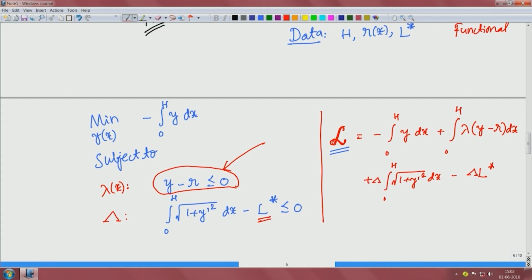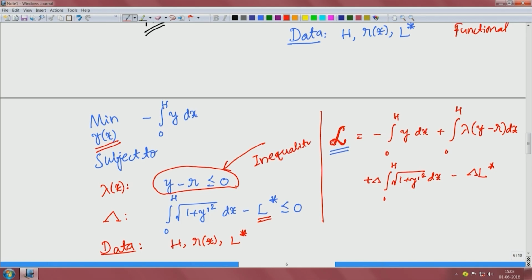Now, in order to solve the problem, I have this function y of x. Here what is given? The data we should always write. We had written it above, we will write it again. We know h, we know r of x and we know this L star here. Okay. Local constraint, which is an inequality, that is a difference. You see, if we had equality with only one function, this would have been an improperly posed problem, but what we have here is an inequality.